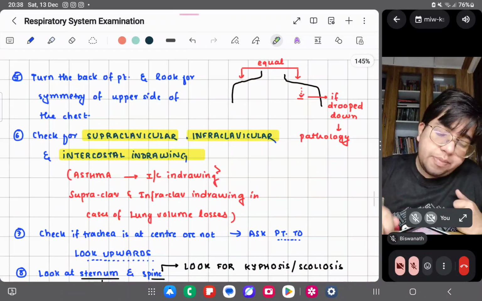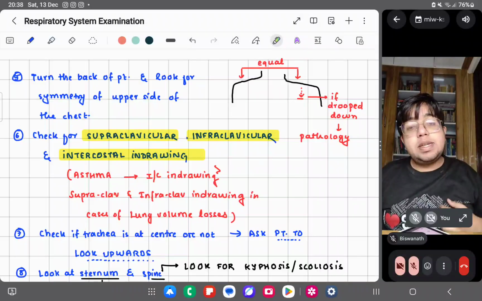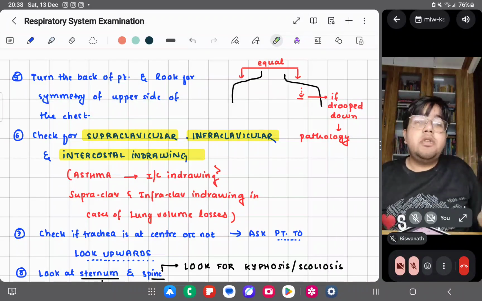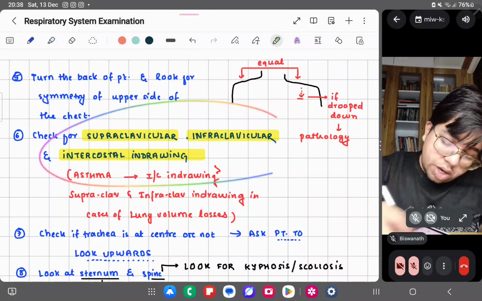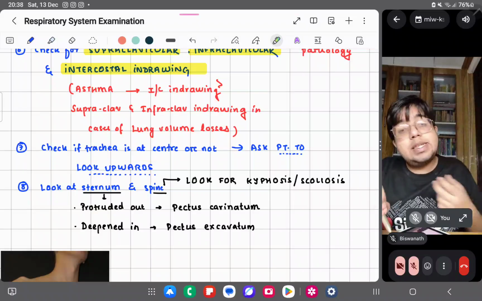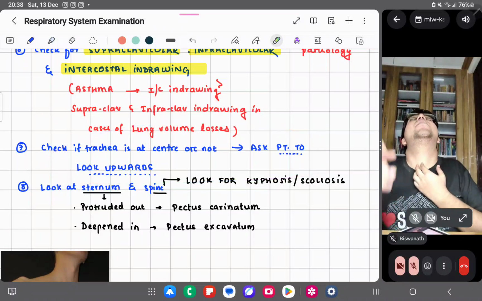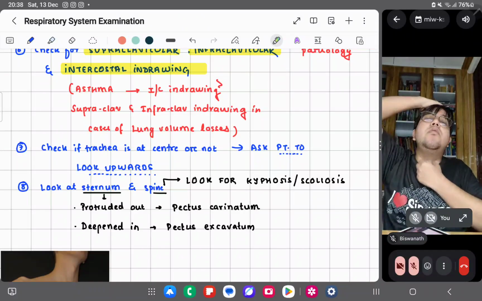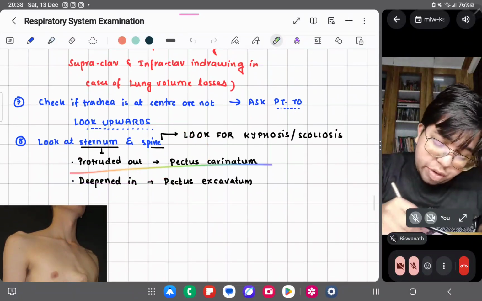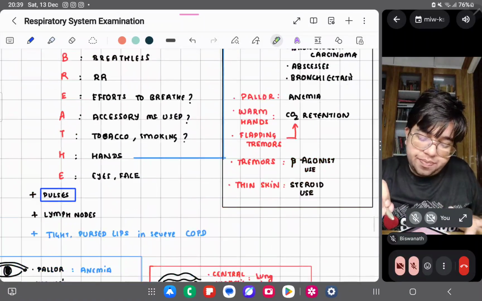Okay, you have to turn the patient backwards and then look for symmetry of the upper and lower sides of the chest, because if there is any fibrosis, then that side will not expand as much as you're expecting. Check if the trachea is at the center or not. Ask the patient to look upwards or hyperextend the neck, and you look for the trachea. Look at the sternum and spine, like if it is protruded out, I told you pectus carinatum, pectus excavatum. I told you all this, right?